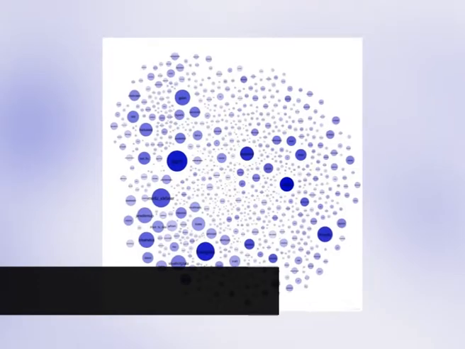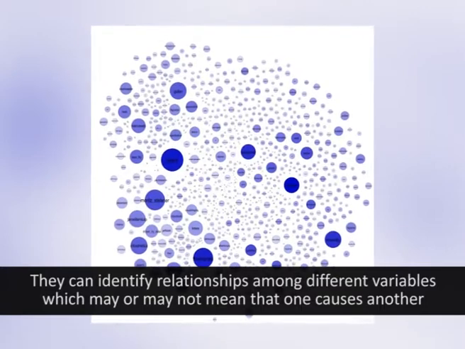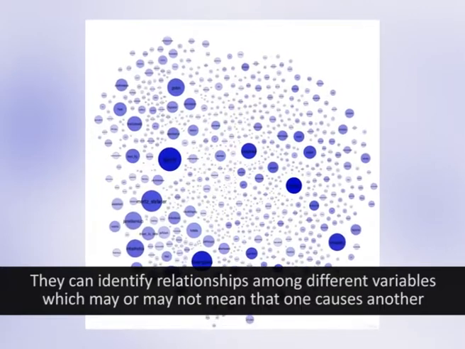They might be able to tell you at a particular degree of reliability whether those changes are likely to have been caused by your intervention or program, or by another factor known or unknown. And they can identify relationships among different variables which may or may not mean that one causes another.